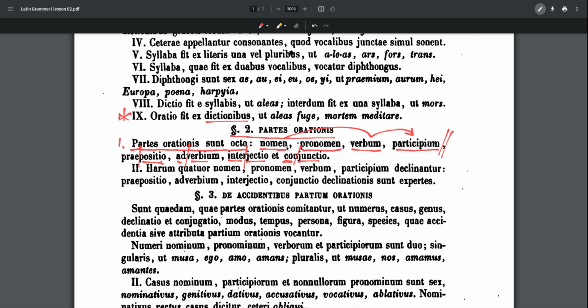So the 8 parts of speech are noun, pronoun, verb, participle, preposition, adverb, interjection, and conjunction. These are the 8 parts of speech. These are the 8 different groups of words. All words can be placed into one of these 8 different groups, the 8 groups of the parts of speech.